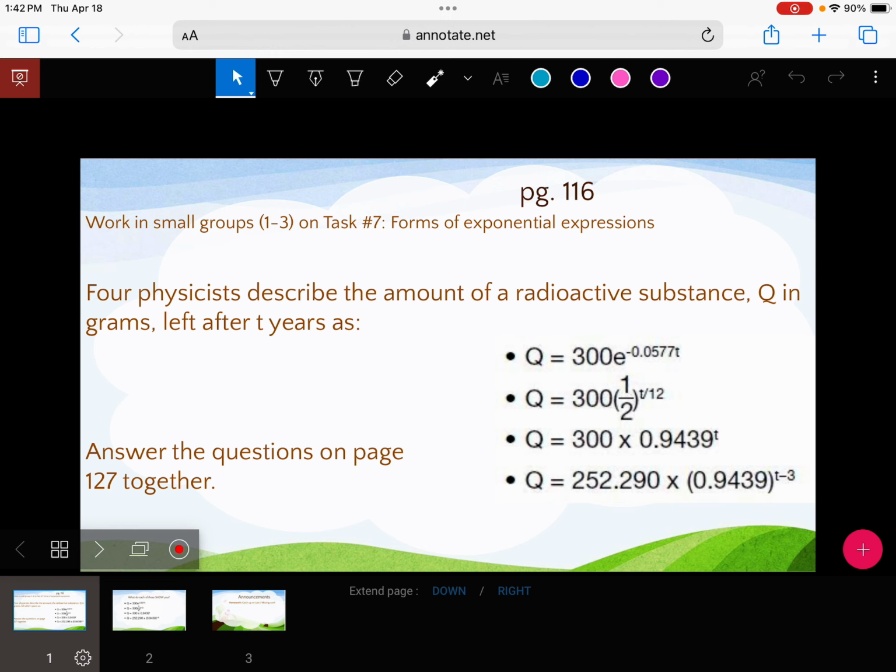All right. So what we're looking at here is we're looking at 4 different equations that are all trying to tell us things.